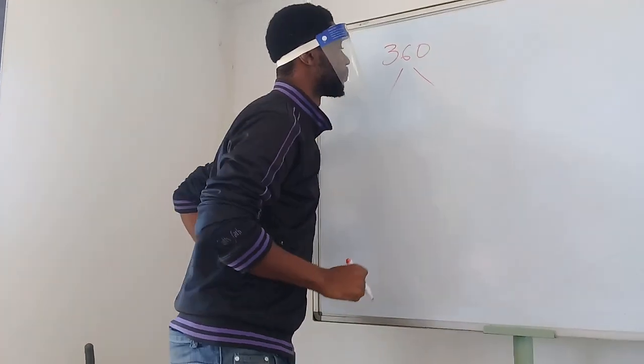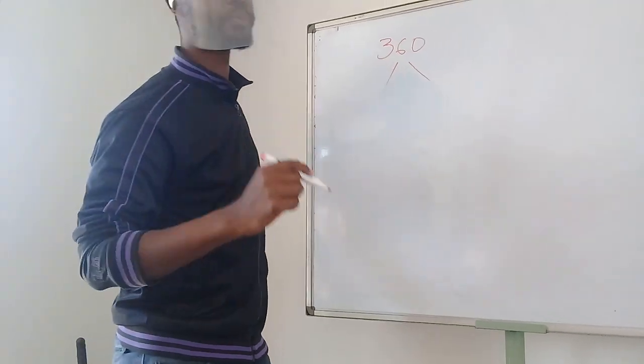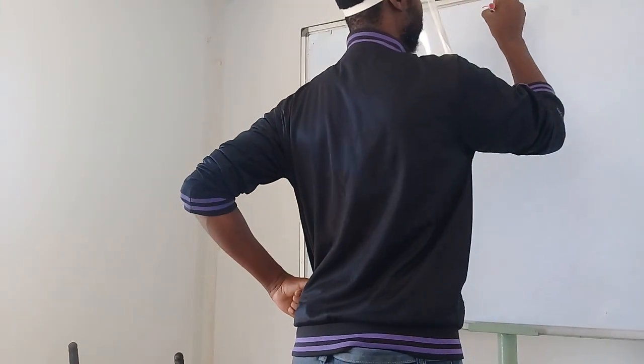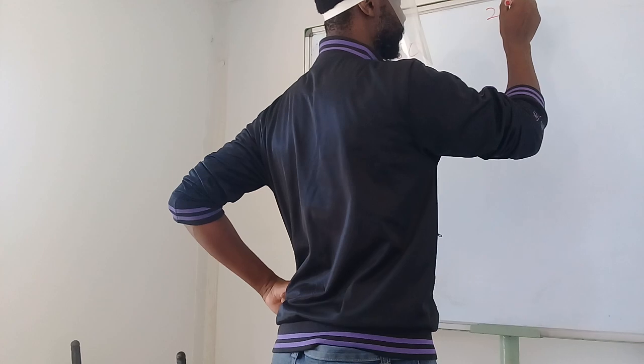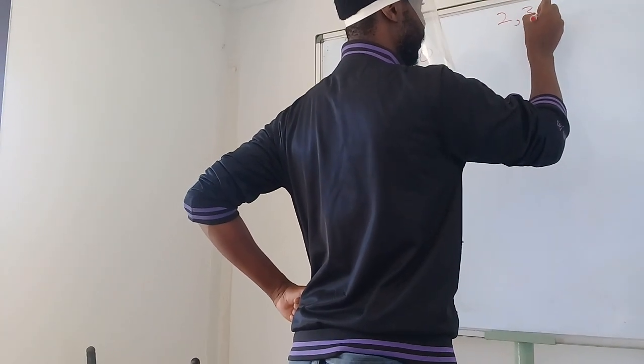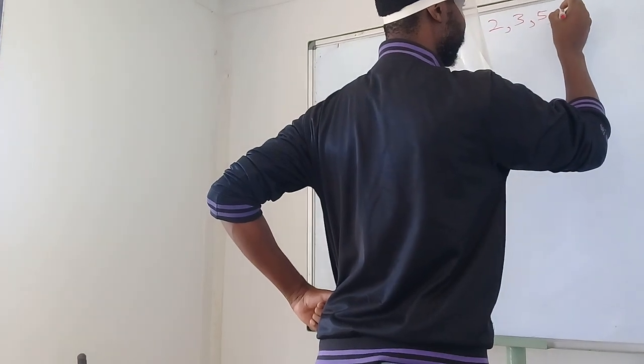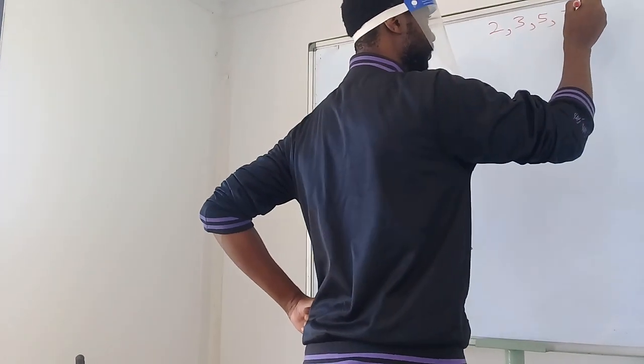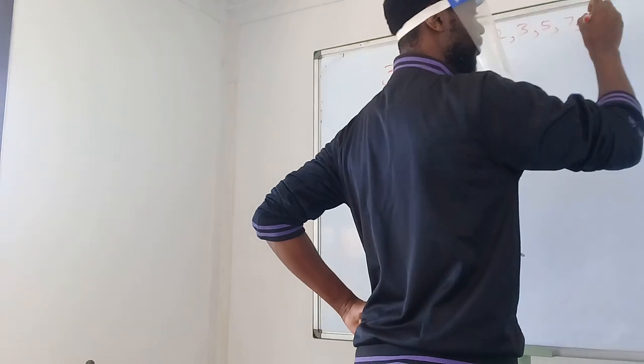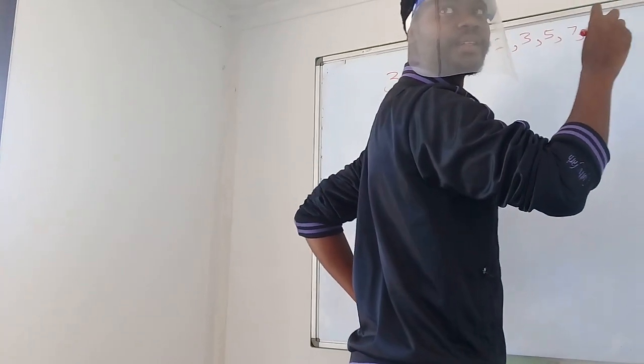So we talked about the prime numbers, which start at 2. After 2 comes 3, after 3 comes 5, after 5 comes 7.